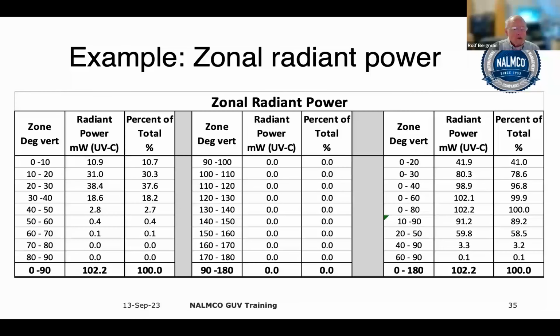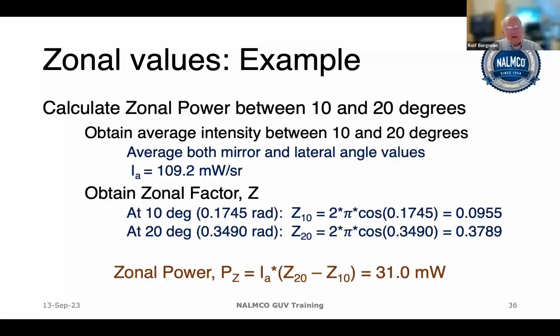Okay, I want to show how the zonal power is done. And we want to calculate between 10 and 20 degrees. So first we obtain the average intensity from the reading between 10 and 20 degrees. And by averaging all the intensity, we get 109 milliwatts per steradian.